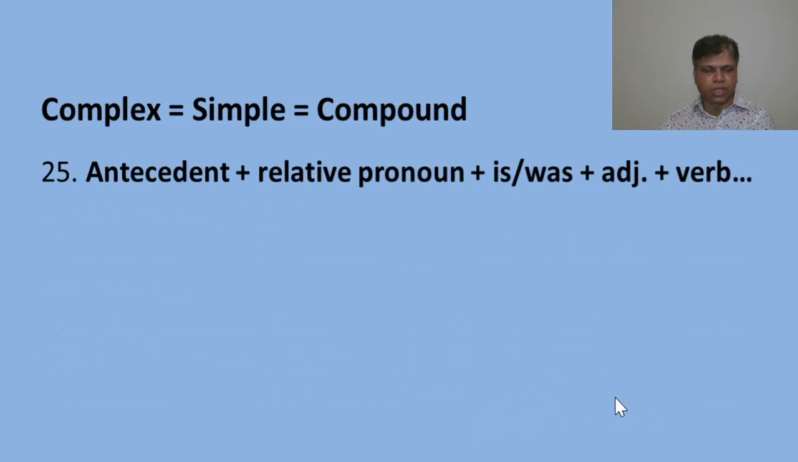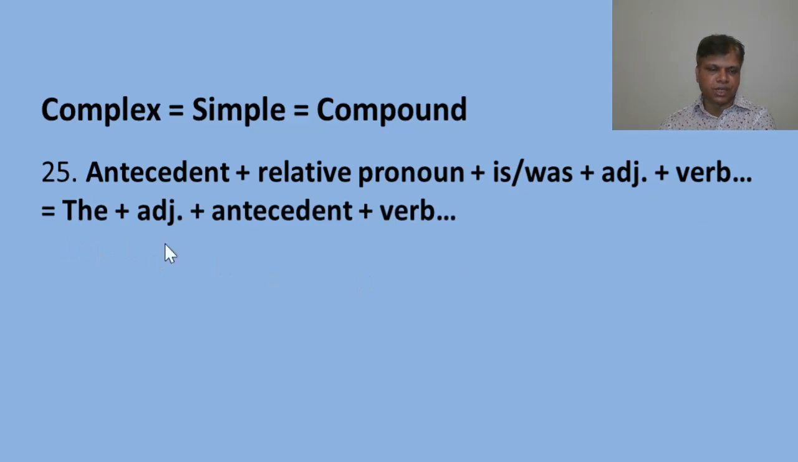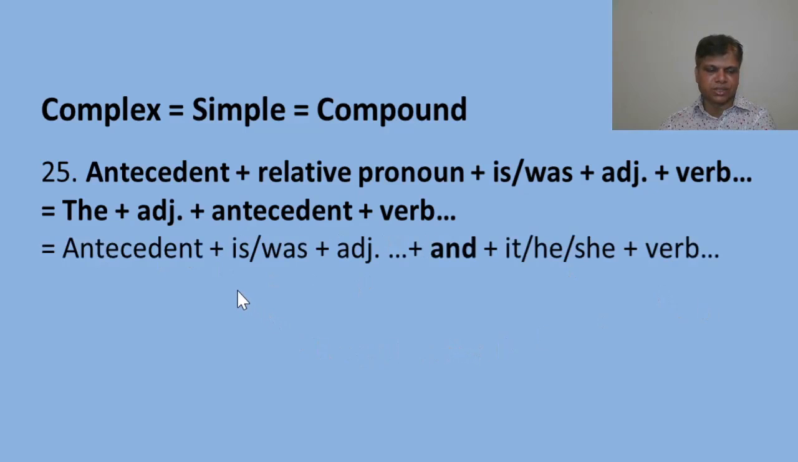Now look at the 25th rule: antecedent plus relative pronoun, am, is, are, was, were, adjective, verb, and the rest of the sentence. Simple will be: the adjective, antecedent, verb, and the rest of the sentence. Compound will be: antecedent, am, is, are, was, were, adjective, and the rest of the sentence, and it, he, she, verb, and the rest of the sentence.